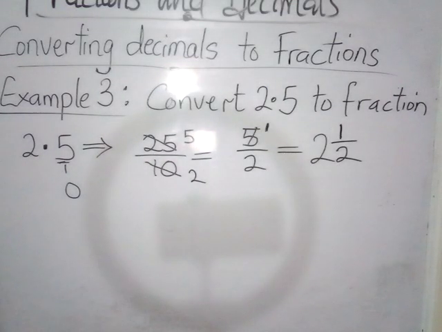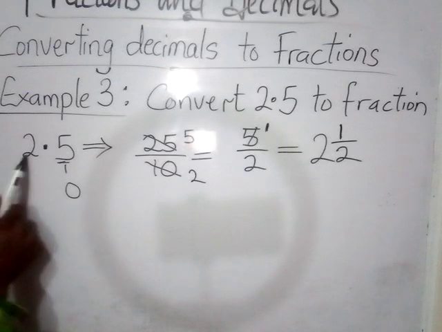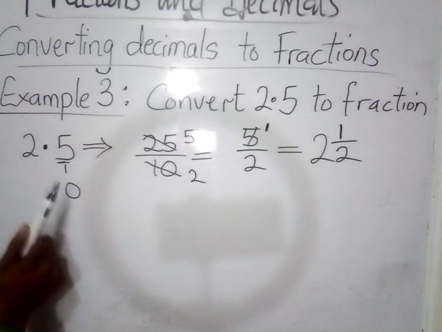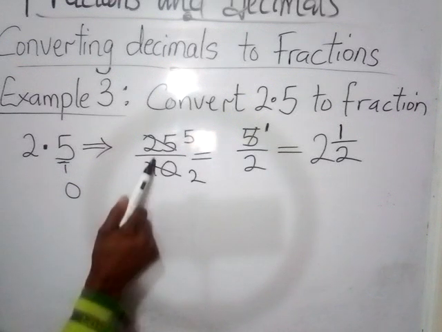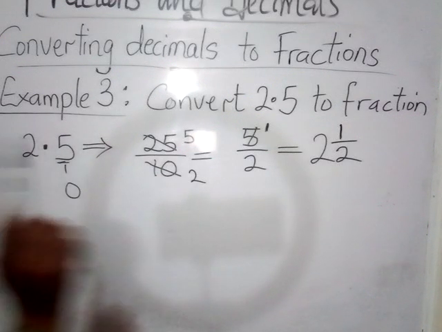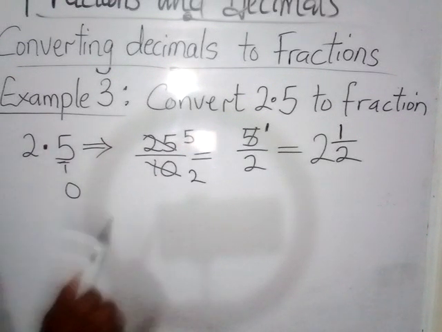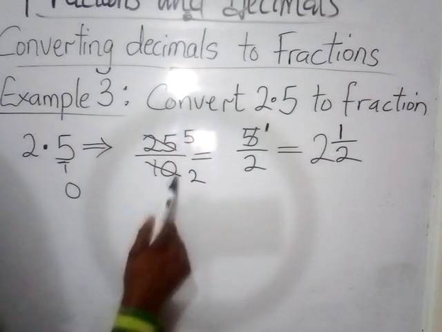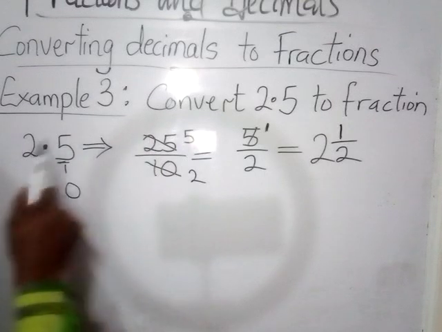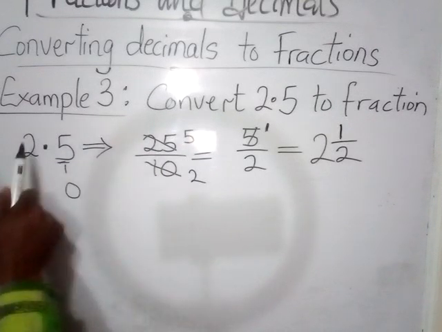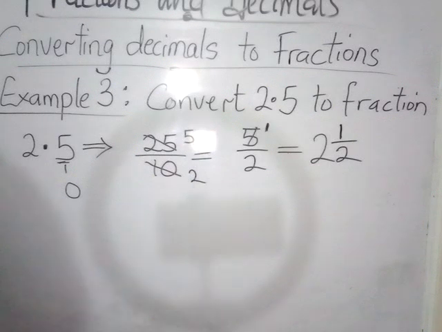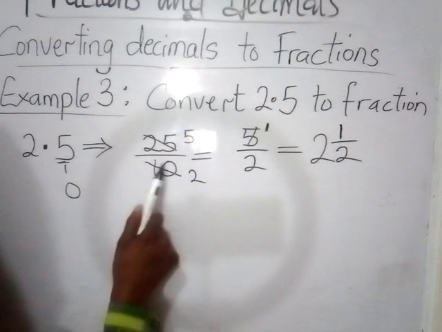Let's go back again. Okay? Now this is the number we're trying to convert. How many digits are there after the point? Just 1. So that means we're going to use 1 and 1 zero. That's 10. Because it has just 1 digit after the decimal point. So we use 10 with 1 zero. So now the point here disappears. So our number becomes 25. Right? Becomes 25 divided by 10.